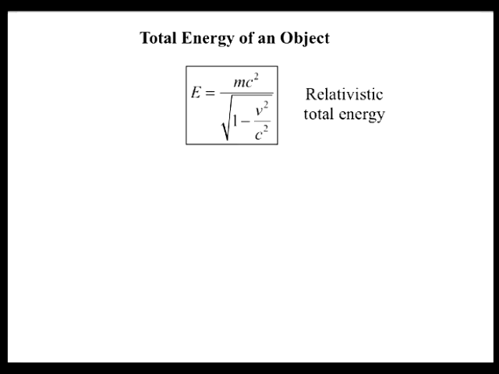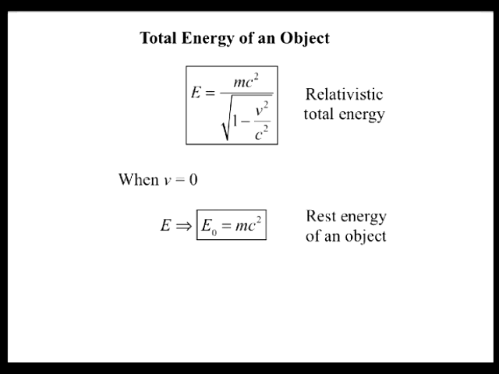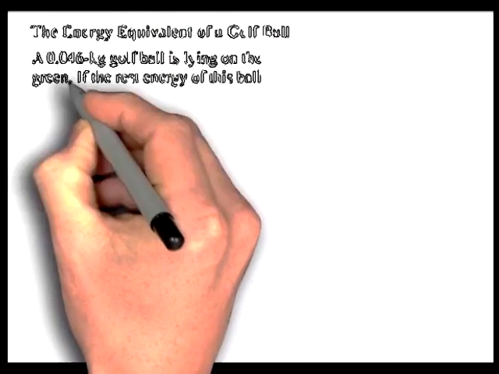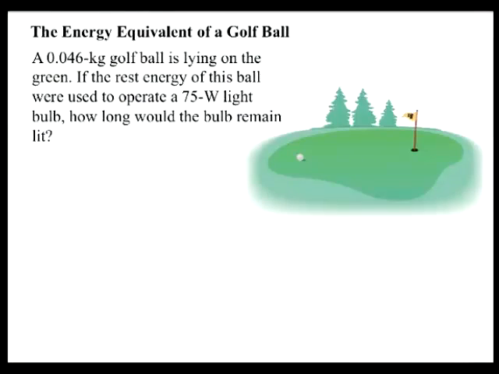To gain some understanding of this equation, consider the special case in which the object is at rest. When v equals 0 meters per second, the total energy is called the rest energy, E0, and this equation reduces to Einstein's now famous equation, E0 equals mc squared. The rest energy represents the energy equivalent of the mass of an object at rest. With the speed of light squared, as it appears in this equation, we can see even a small mass is equivalent to an enormous amount of energy.